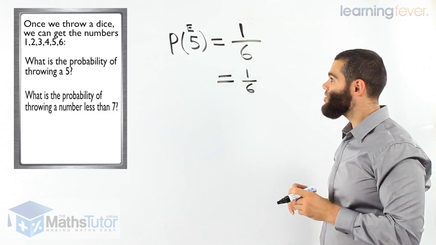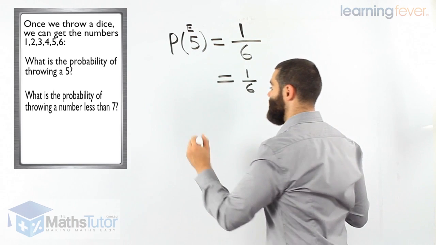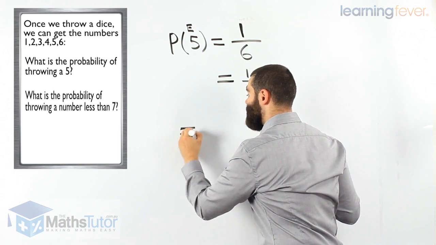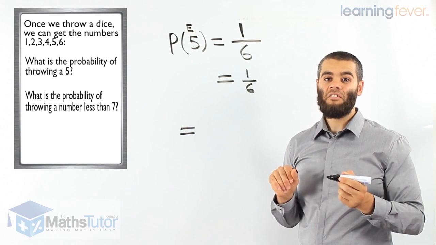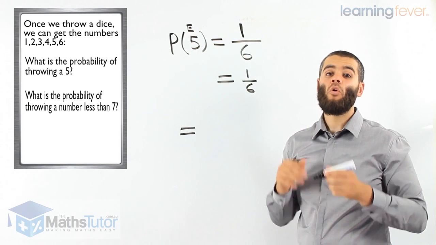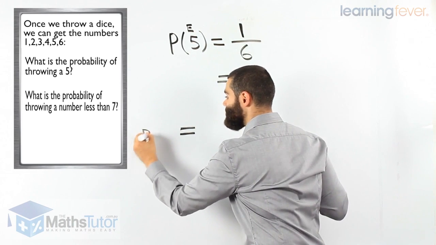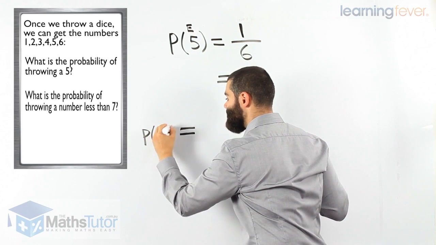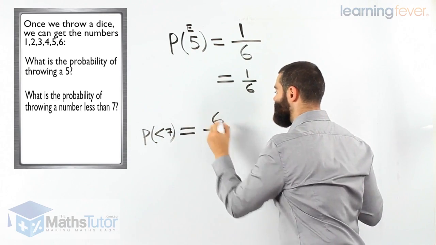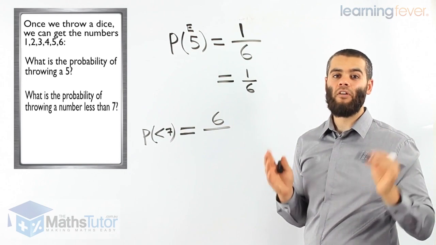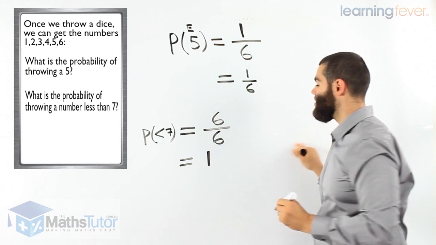Next one. What is the probability of throwing a number less than 7? A number less than 7. We think about it. In a dice, 1, 2, 3, 4, 5 and 6, all the numbers are less than 7. How many numbers on the dice are less than 7? There are 6 numbers on the dice less than 7. How many numbers are there altogether on the dice? There are 6. That means 6 divided by 6 is 1.